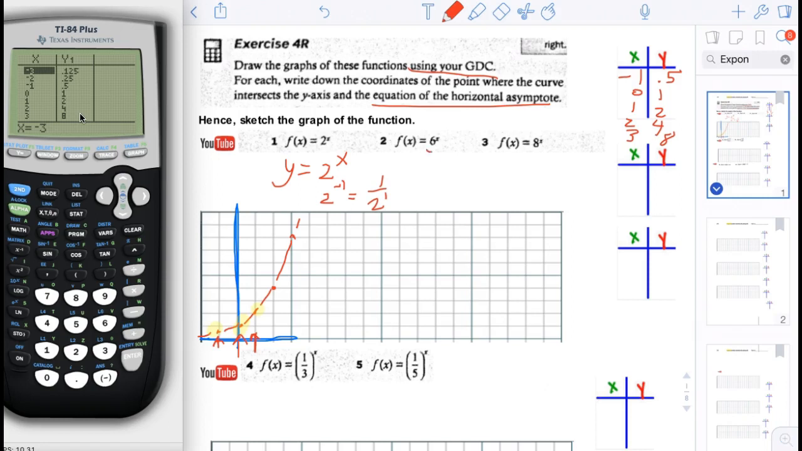Now let's do this one here. It's 6 to the x. Okay, 6 to the x. So we're just going to go to y equals here. And instead of 2, we're going to put 6. And then we're going to graph it first just to see what it looks like.